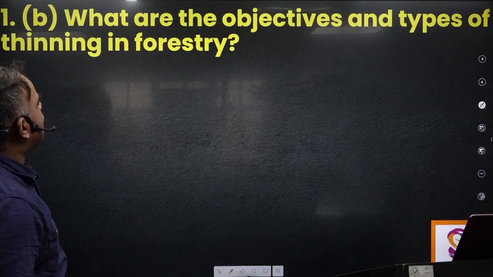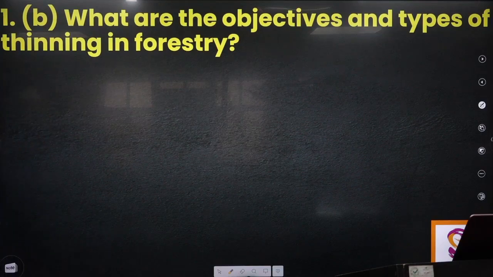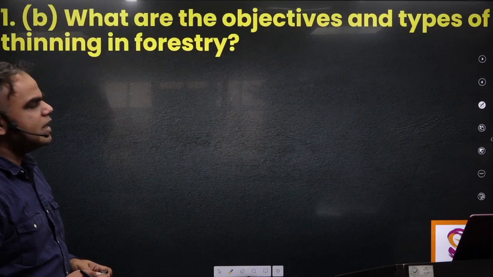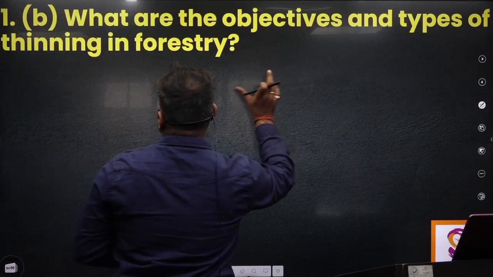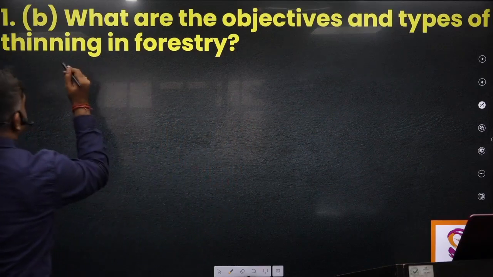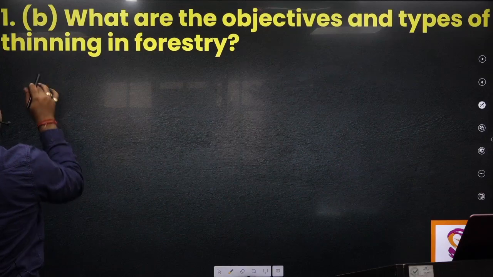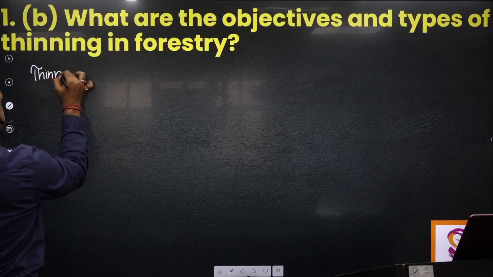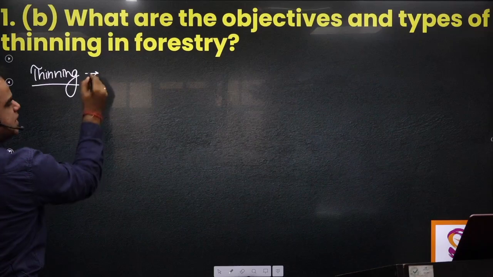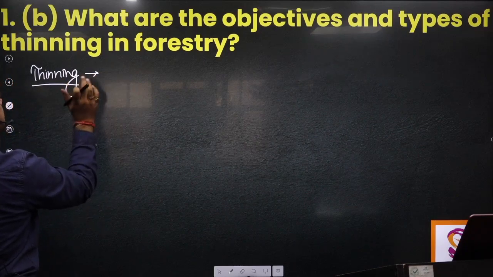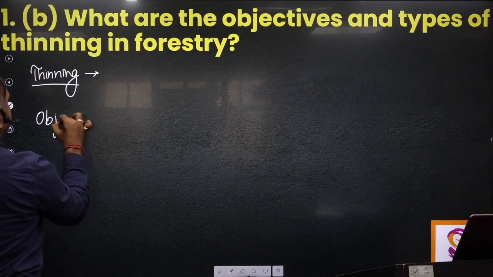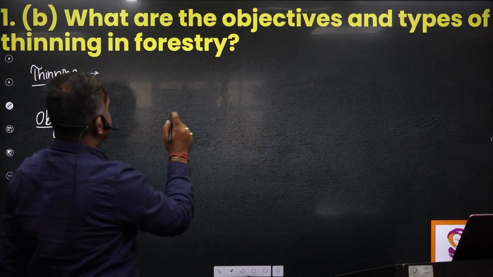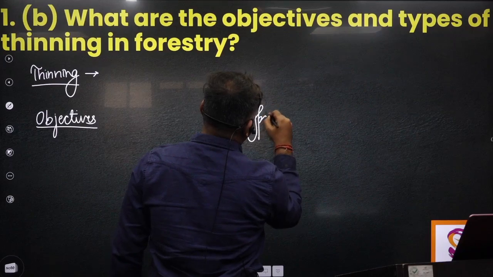Okay, now what are the objectives and the types of thinning in forestry? In very basic terms, why do you do thinning? Here there are 2 parts that are asked. In these kinds of questions, first just define what thinning is, a basic definition, one and a half lines. Then you can talk about the objectives of thinning, because for this also you will get marks, and then you will get marks for the types of thinning.